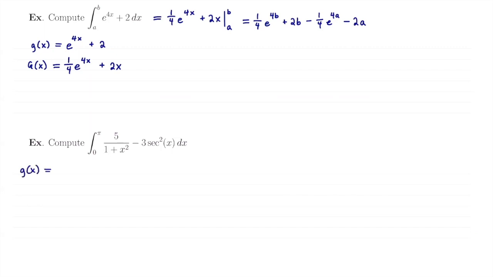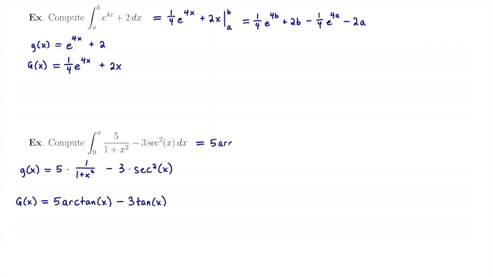So here our integrand little g of x, I'll write it as 5 times 1 over 1 plus x squared minus 3 times secant squared of x. I think we might have just seen each of these once. So I'll go ahead and remind you, capital G of x here would be 5 times arctan of x minus 3 tangent of x. The derivative of tangent is secant squared. All right, so that's going to be 5 arctan x minus 3 tan x from 0 to pi.